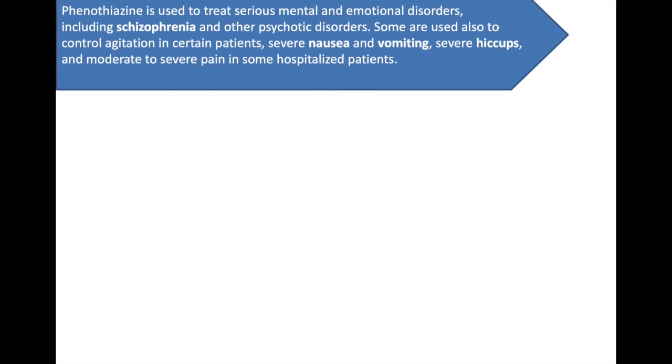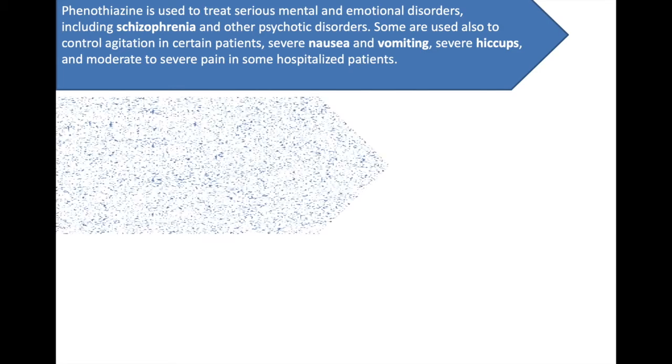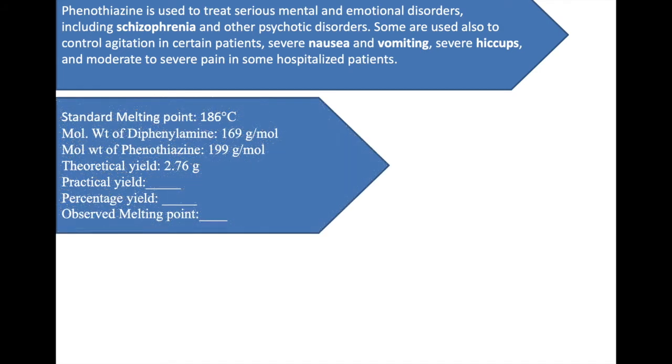Moving to the use of phenothiazine. Phenothiazines are used in mental and emotional disorder conditions. Specifically it is used in schizophrenia, and it is also used in nausea and vomiting. It is also used for hospitalized patients who are suffering from severe pain and hiccups.